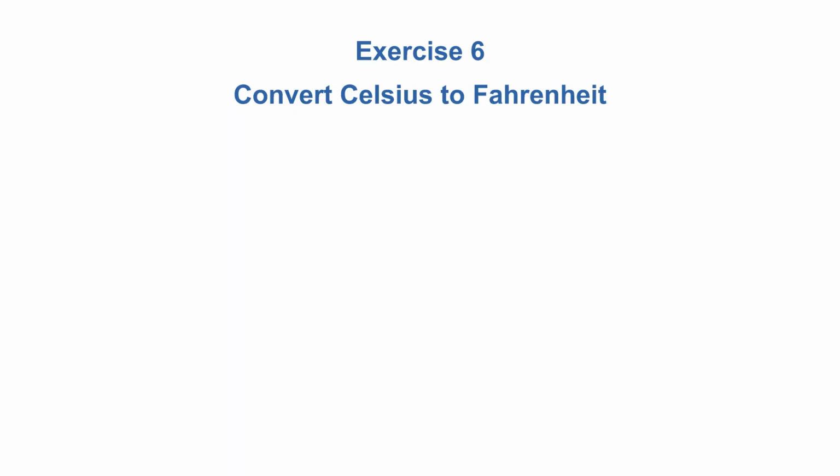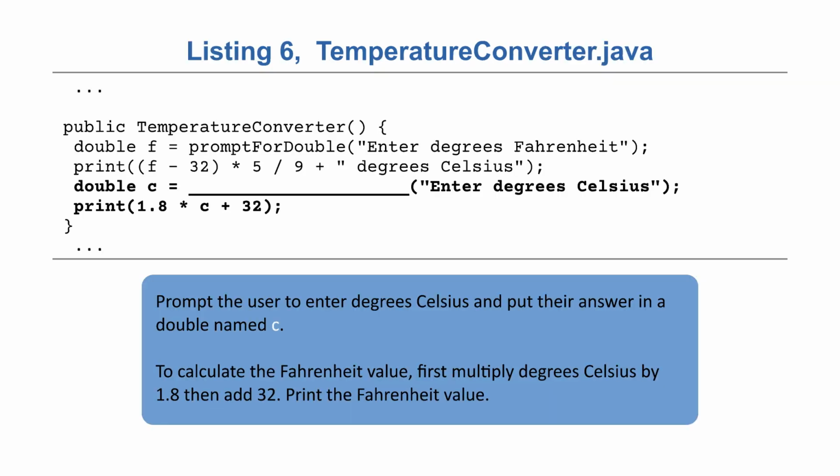Next, we'll convert Celsius to Fahrenheit. Exercise 6. Convert Celsius to Fahrenheit. Prompt the user to enter degrees Celsius and put the answer in a double named C. To calculate the Fahrenheit value, first multiply degrees Celsius by 1.8, then add 32.